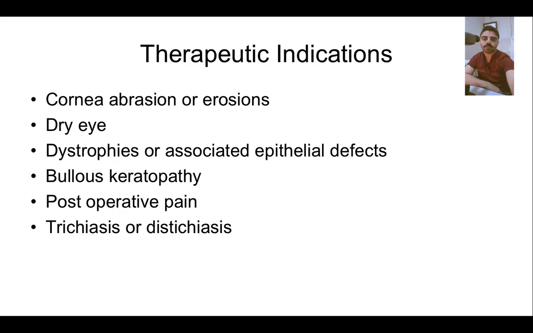So what are the therapeutic indications, or what are the different corneal disorders or diseases in which we can fit a therapeutic lens? So corneal abrasion or erosion, dry eye, or different sorts of corneal dystrophies which are associated with epithelial defects, then a bullous keratopathy, then a postoperative pain. This is commonly associated with PRK.